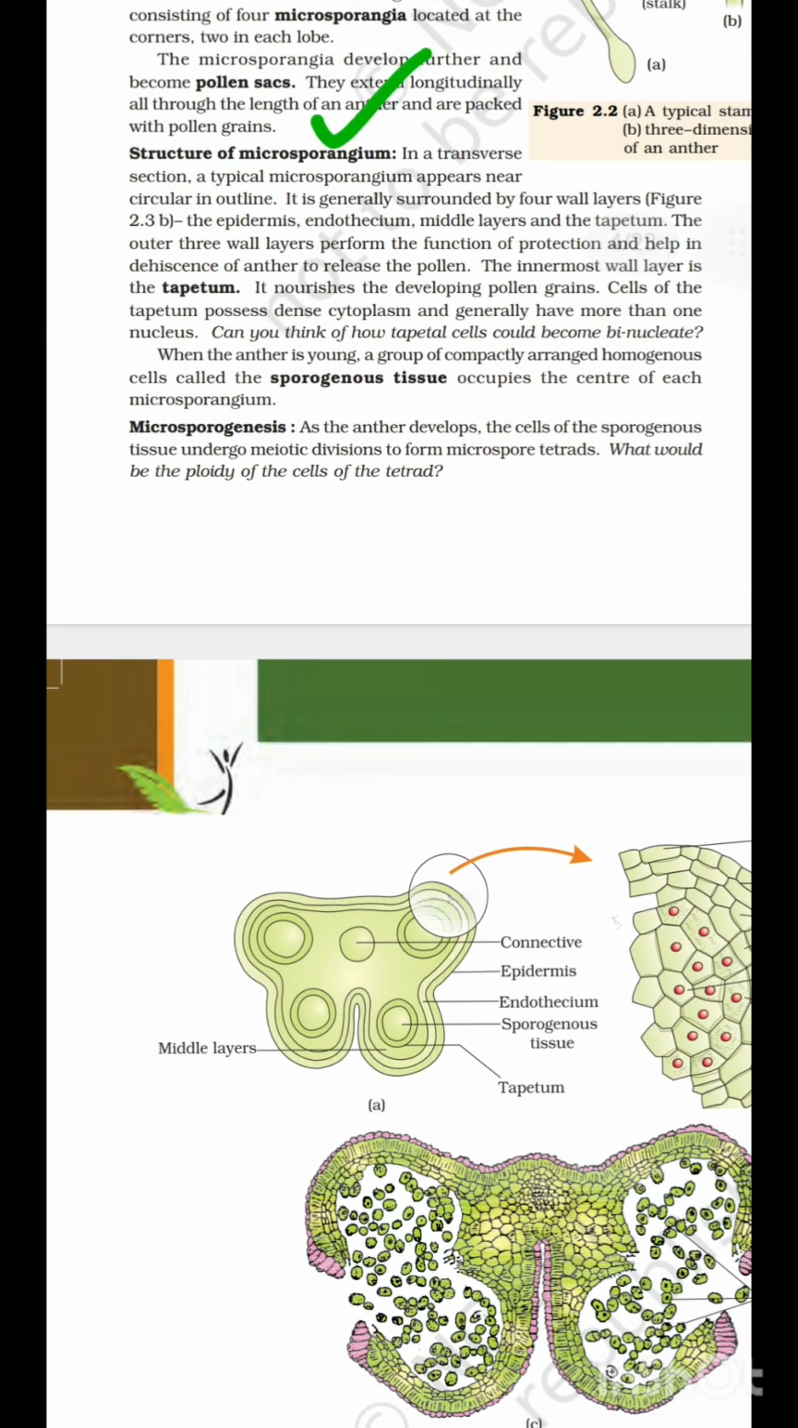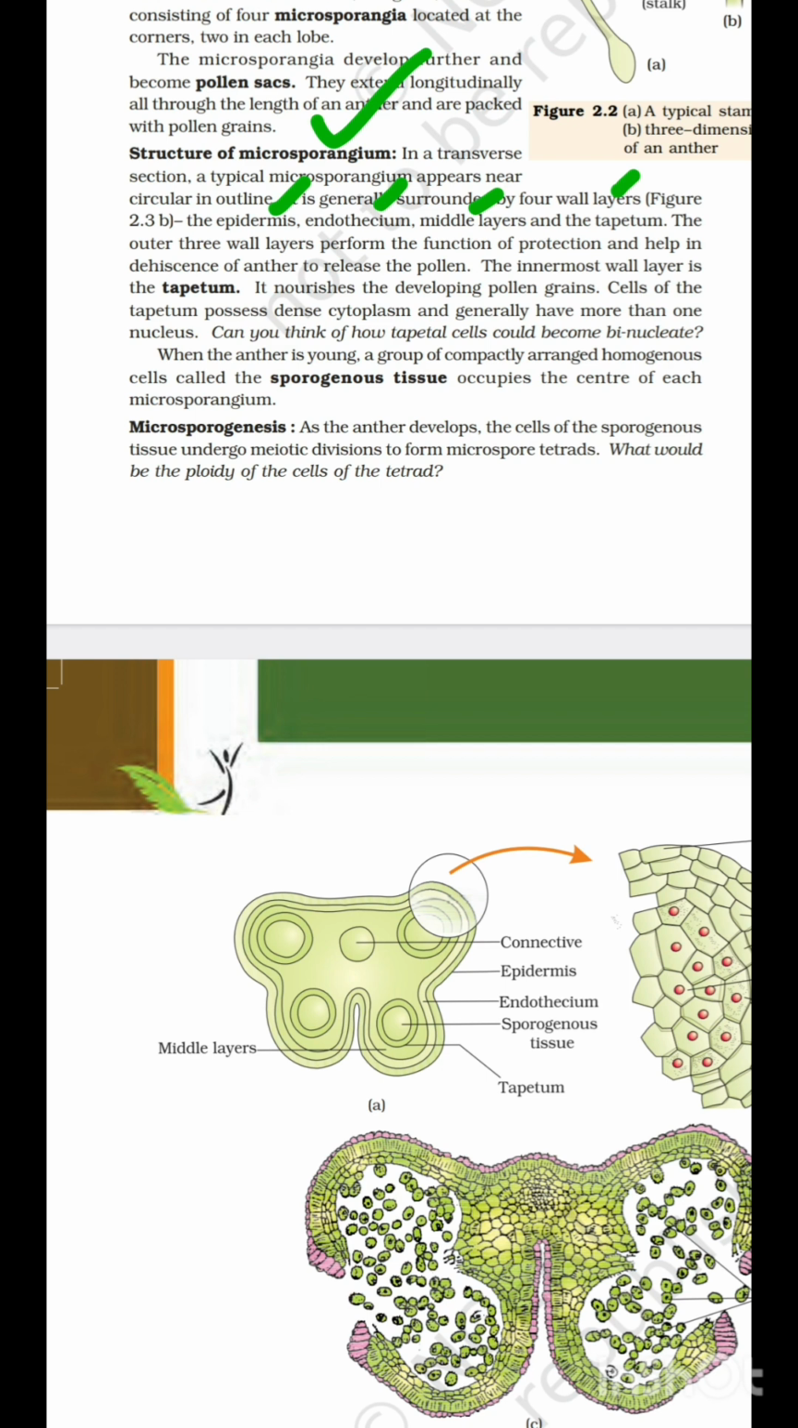So, the structure of the microsporangium in a transverse section: a typical microsporangium appears near circular in outline and is generally surrounded by four layers: epidermis, endothecium, middle layers and tapetum. The outer three layers perform the function of protection. That means the epidermis, endothecium and middle layer protect the pollen grains and help in dehiscence during the release of pollen grains. The innermost layer, the tapetum, nourishes the developing pollen grains.